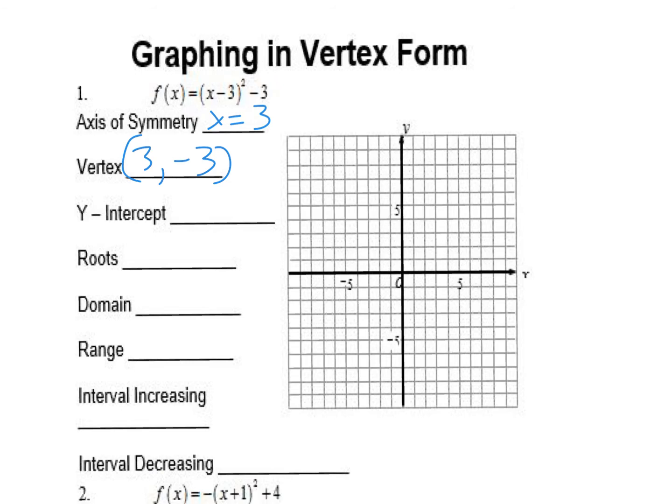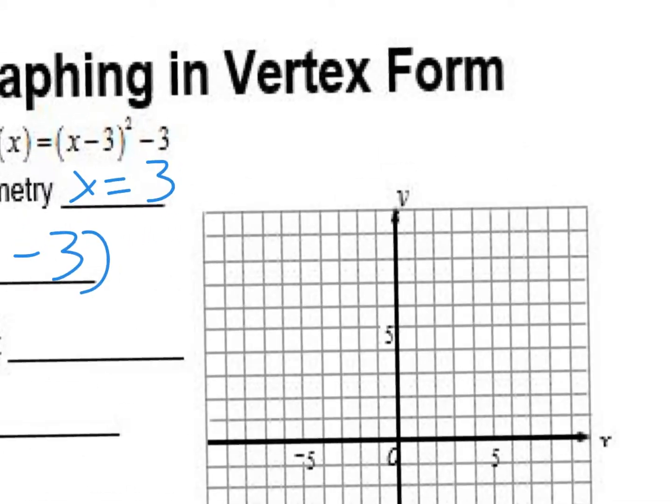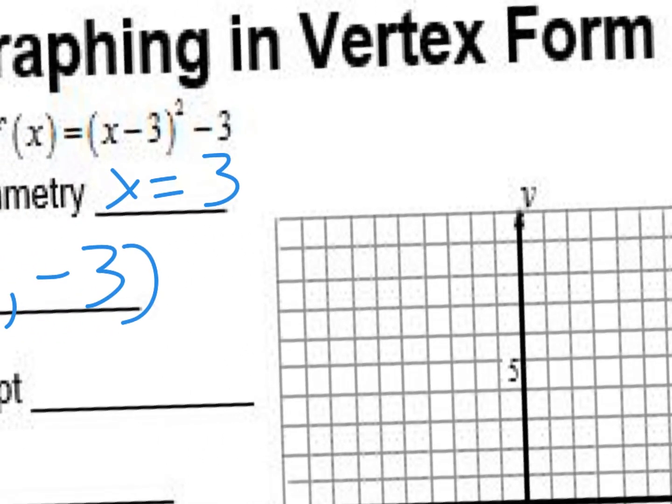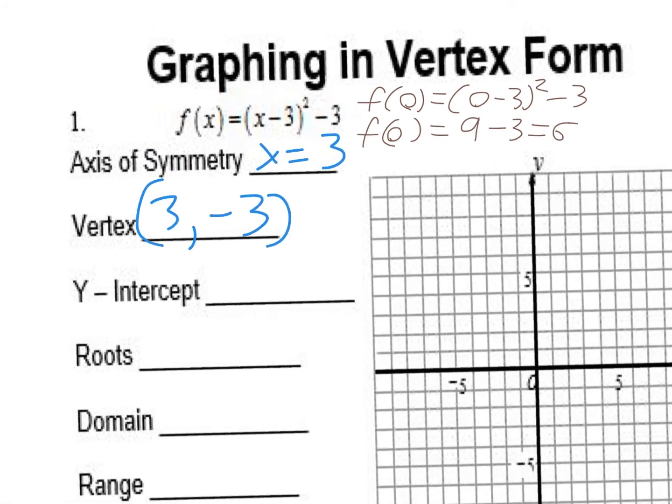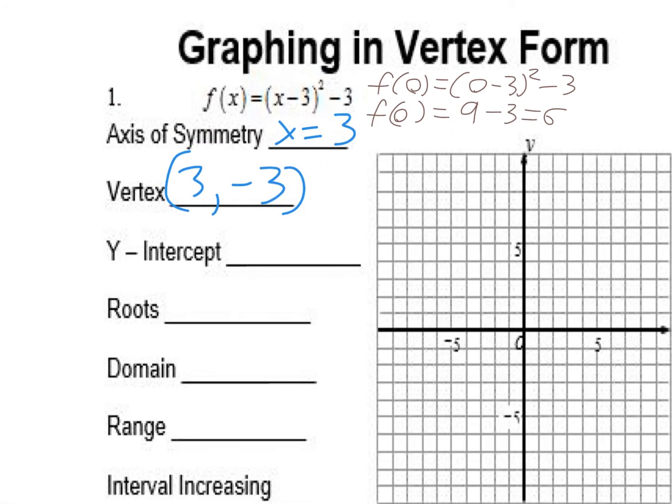The y-intercept occurs whenever we have x equals 0. So we're going to plug in 0 for x to solve our equation. f of 0 is equal to 0 minus 3 squared minus 3. f of 0, well, 0 minus 3 is negative 3. Negative 3 squared is 9. 9 minus 3 gives us 6. So our y-intercept occurs at 0, comma 6. And roots, we said we're going to ignore roots for vertex form.